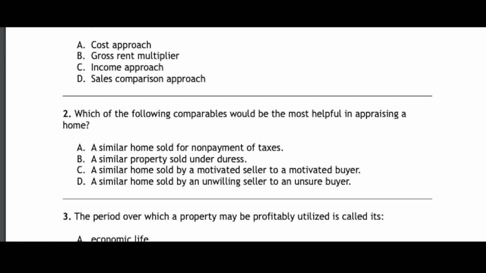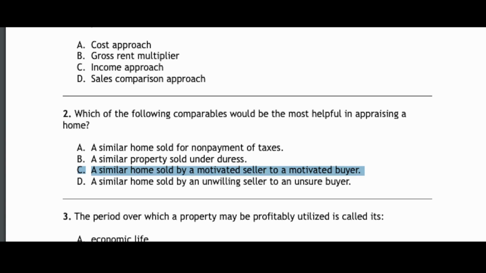which of the following comparables would be most helpful in appraising a home? Is it A, a similar home sold for non-payment of taxes, B, a similar property sold under duress, C, a similar home sold by a motivated seller to a motivated buyer, or D, a similar home sold by an unwilling seller to an unsure buyer? The answer is C. A similar home sold by a motivated seller to a motivated buyer.